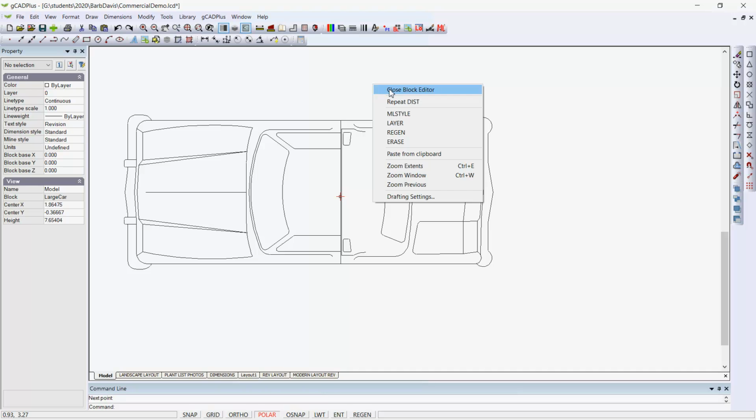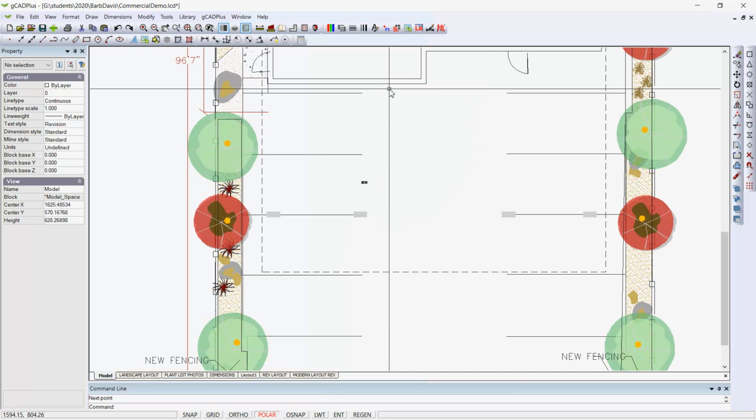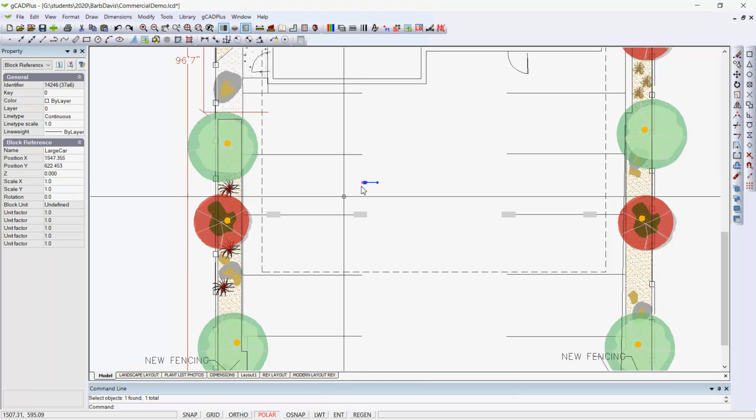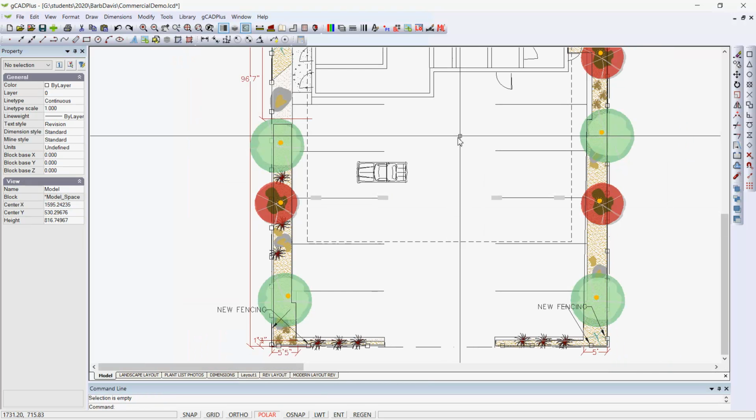So let's close the block editor. So there's clearly something wrong here. I suspect that it's a units problem, and if I multiply that by 12 and hit enter, I get my vehicle at about the right size.